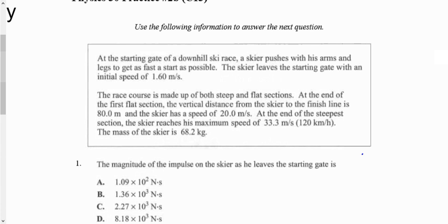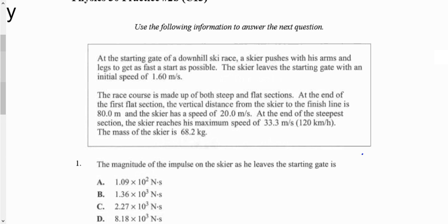Okay, we're looking at practice question set 2B in preparation for quiz 2 on Monday. The first question, the info box says, at the starting gate of a downhill ski race, the skier pushes with his arms and legs to get as fast a start as possible. The skier leaves the starting gate with an initial speed of 1.6 meters per second.